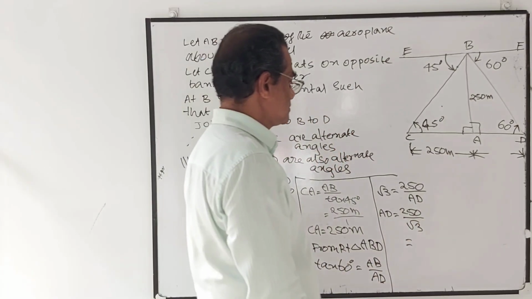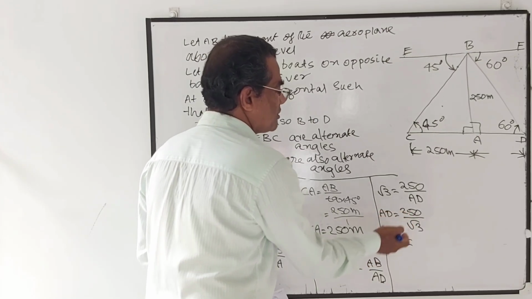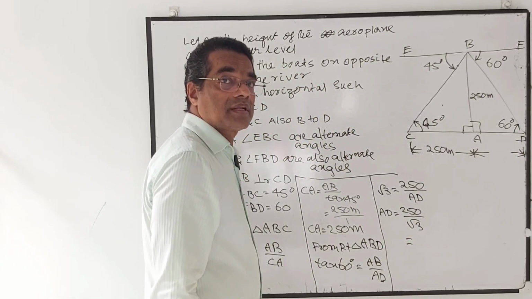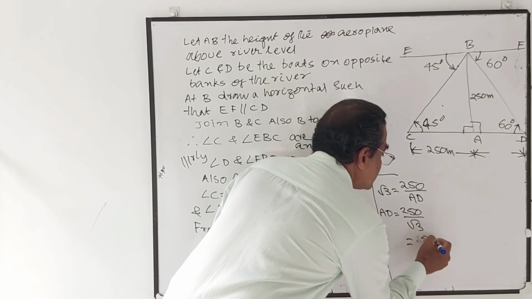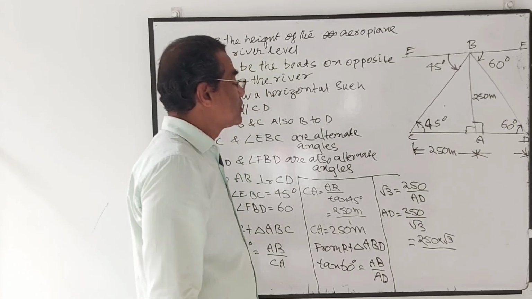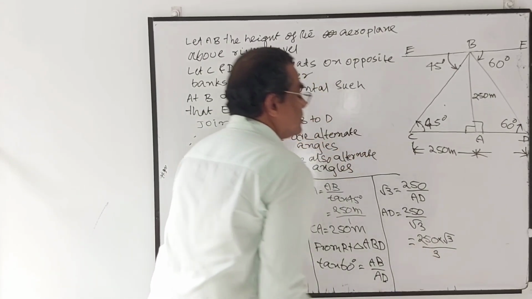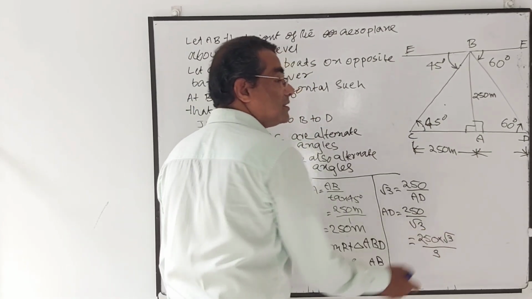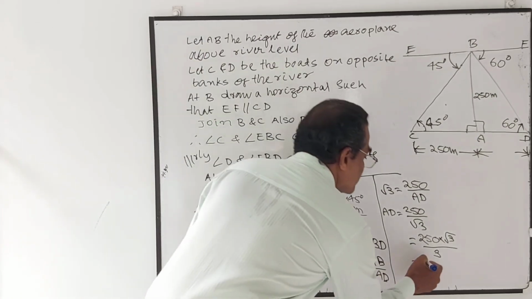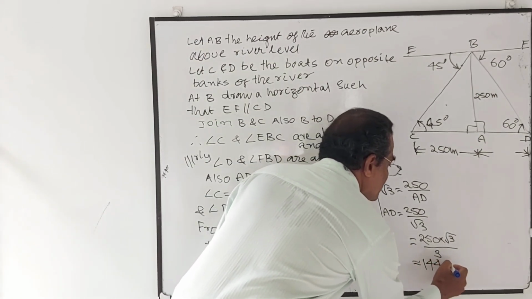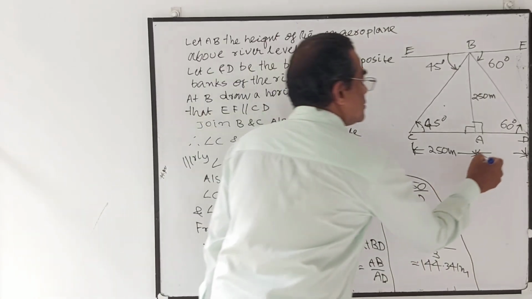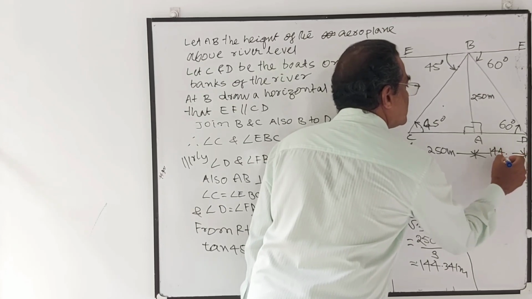And that is equal to, for simplification of this, let us multiply by root 3 on the numerator and denominator. So 250 into root 3, and on multiplying the denominator, root 3 into root 3 will become 3. So divide 250 by 3, then multiply it with root 3, that is 1.732. So the answer will become 144.341 meter.